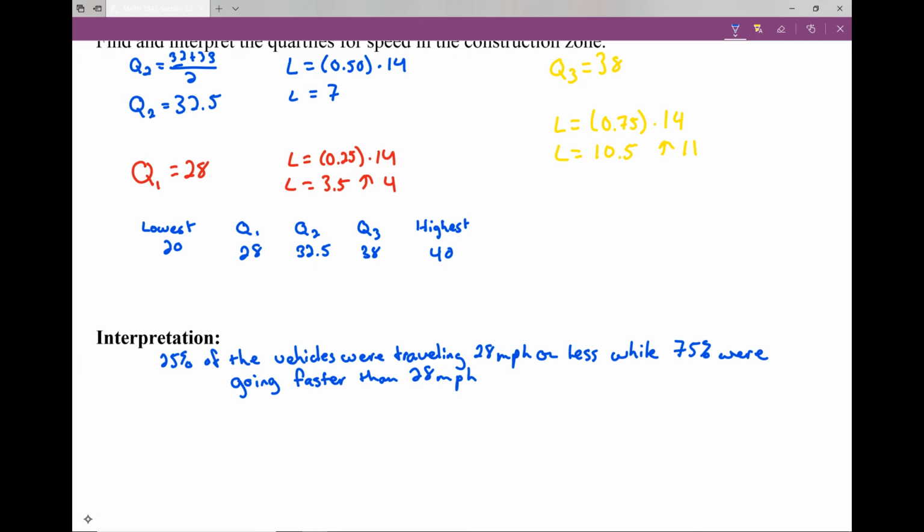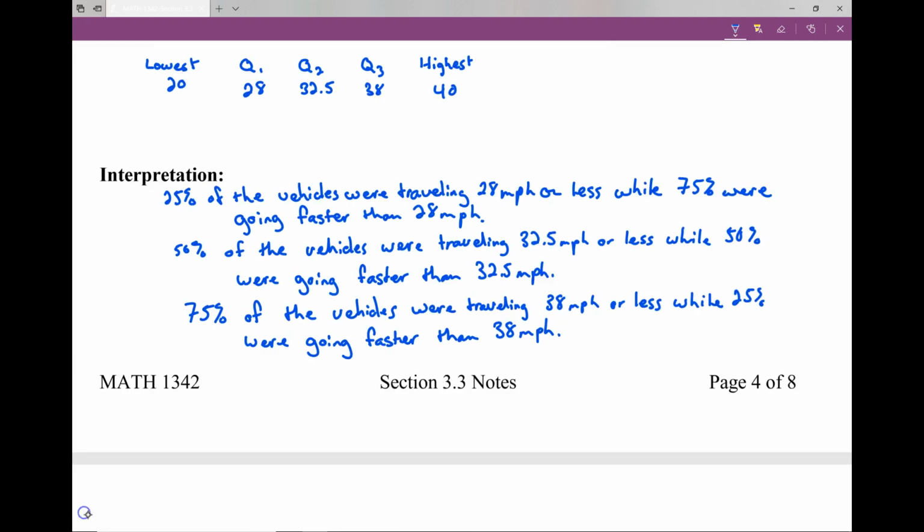We do the exact same thing with Q2 and Q3. Just instead of 25%, we're looking at 50% and 75% at those values. So to continue with this, again, 50% of the vehicles were traveling 32.5 miles per hour or less, because remember this cuts us off at 50%, while 50% were going faster than 32.5 miles per hour. At the 38 miles per hour, 75% of the vehicles were traveling 38 miles per hour or less, while 25% were going faster than 38 miles per hour.